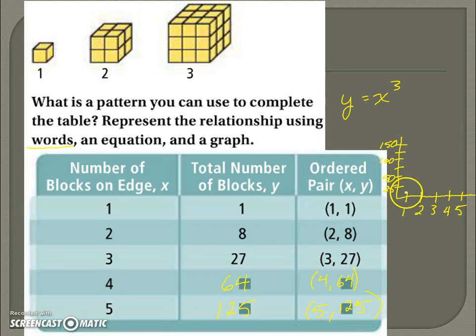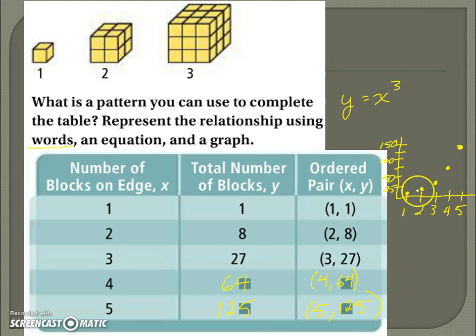So I have 1, 1, which is going to be way down here. Then I have 2, 8, which is still going to be pretty low. Then I have 3, 27. It's going to be just a little bit above that 25. 4, 64, all of a sudden we start making some pretty big jumps here. And then by the time I get to this 5, it's 5, 125, which is going to be somewhere up here.